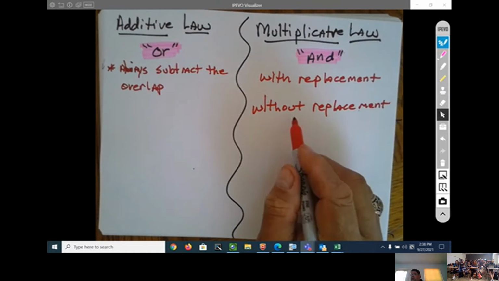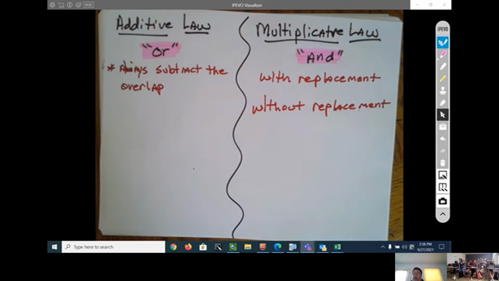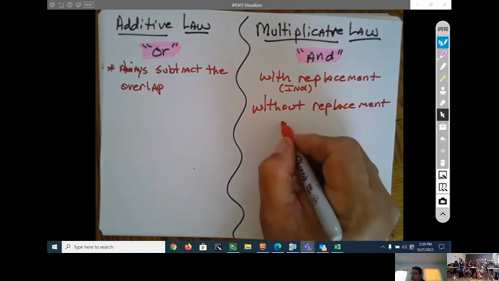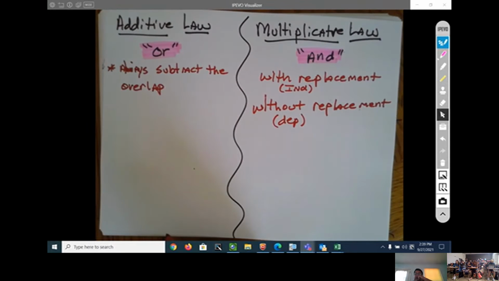With replacement means that if you draw a marble out of a bag, you record what color the marble is, and then you put the marble back in the bag. That's called with replacement. With replacement is independent. Without replacement is dependent. That's a test question. Make sure you know it. Now I'm going to show you an example of each, and the examples that I pick will be test questions.